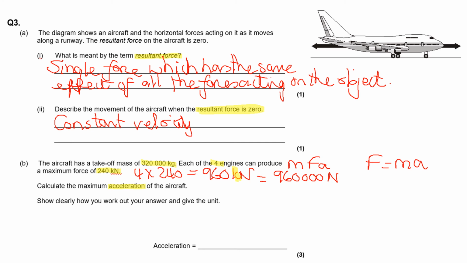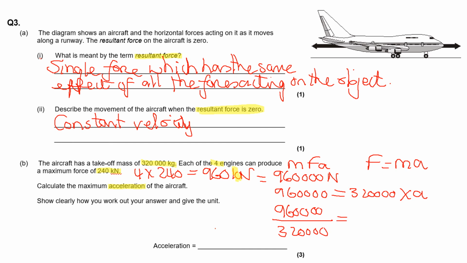Now I can put my numbers into the equation. So I've got 960,000 newtons equals the mass, which is 320,000 kilograms, multiplied by the acceleration. So to get acceleration on its own, I need to divide through by the 320,000. So I've got 960,000 divided by 320,000, which gives me an answer of 3. Now just be very careful here, because it does say give the unit. There's no unit next to the answer, so don't forget the meters per second squared to get the last mark.